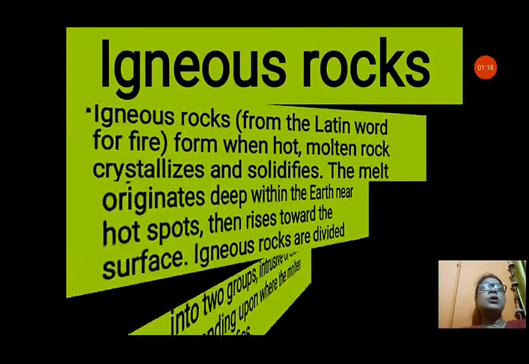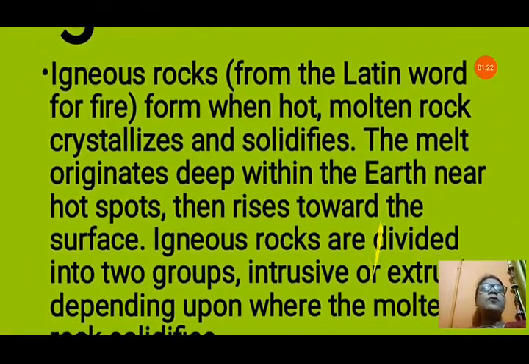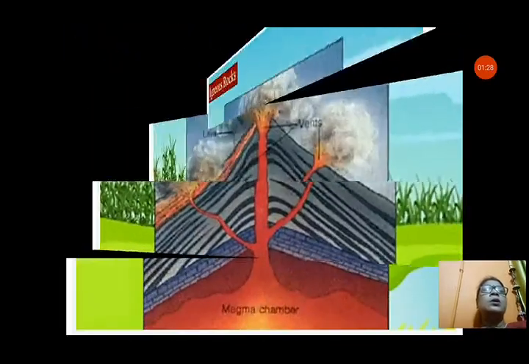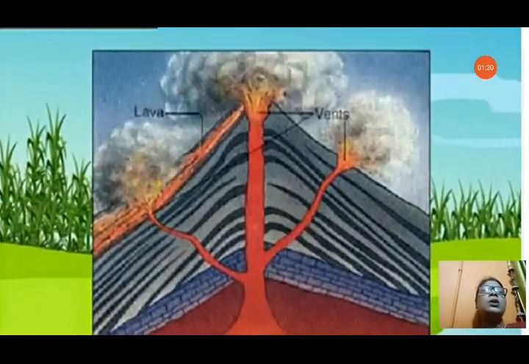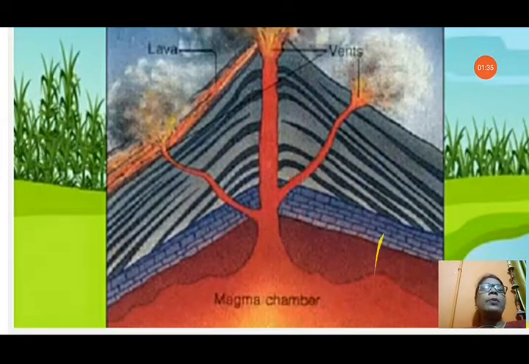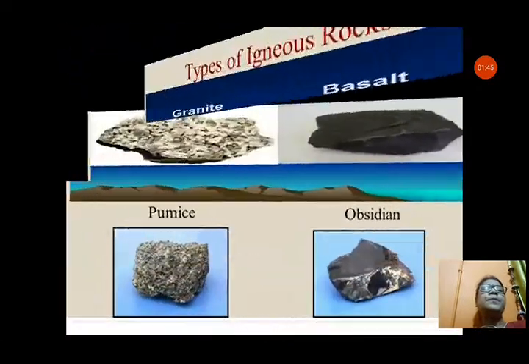So, let us see about all these igneous rocks. Igneous comes from the Latin word for fire, when molten hot rock crystallizes and solidifies. You can see the picture here, how igneous rock is formed. Igneous rocks form from the volcano when magma comes out from the magma chamber and is known as lava, and lava cools and solidifies to form igneous rocks.